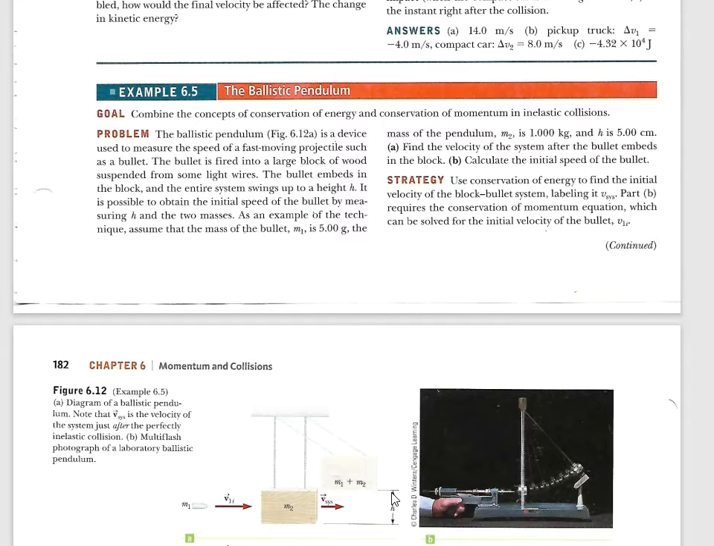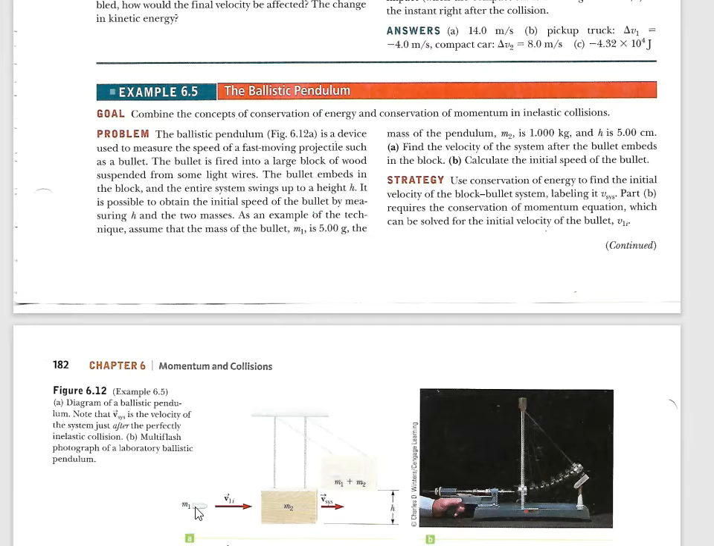As an example of this technique, assume that the mass of the bullet, m1, is 5 grams, the mass of the pendulum block is 1 kilogram, and h is 5 centimeters. Part A: find the velocity of the system after the bullet embeds in the block. Part B: calculate the initial speed of the bullet. So there's actually two parts of this problem.